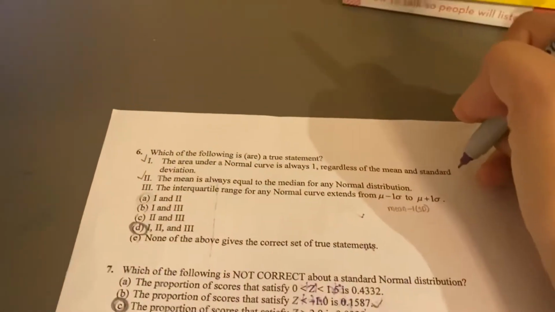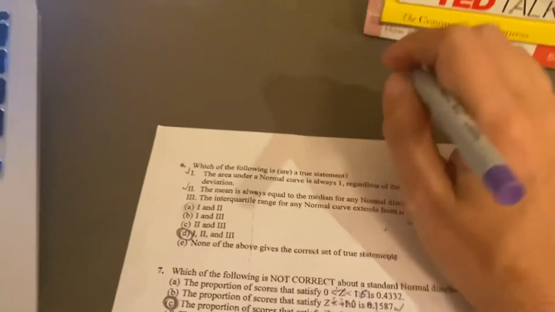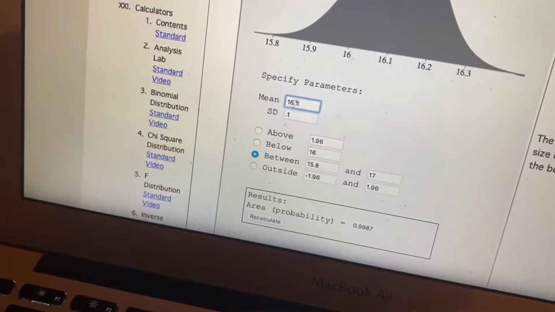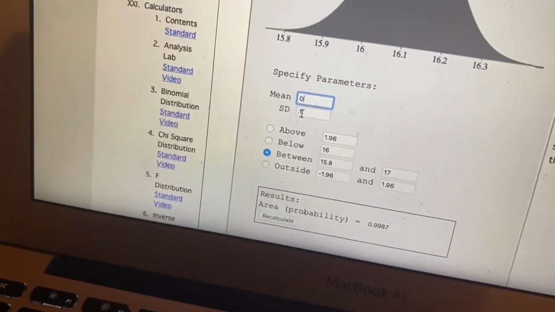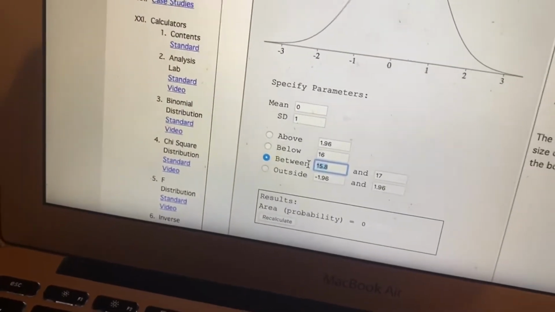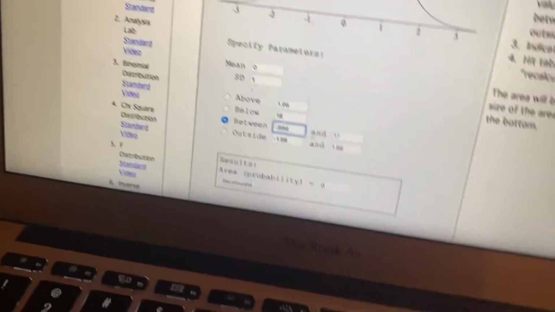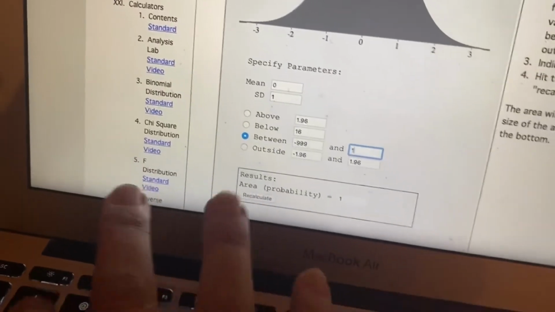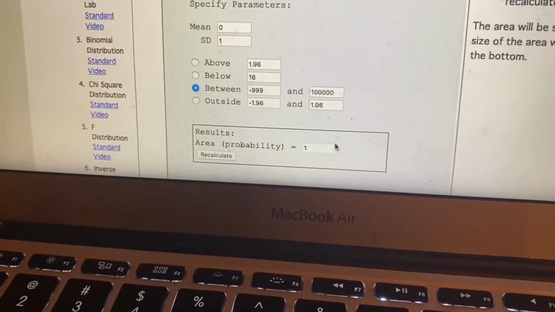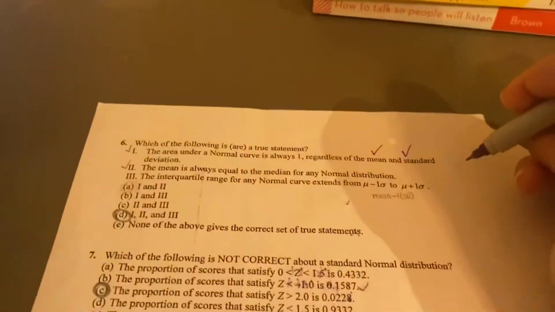So the area under a normal curve is 1, regardless of the mean and standard deviation. That's exactly right. If I change this to mean 0 and standard deviation of 1, and then put in really low numbers and really big numbers, you notice the area under the curve is 1, regardless of what the mean and standard deviation is.